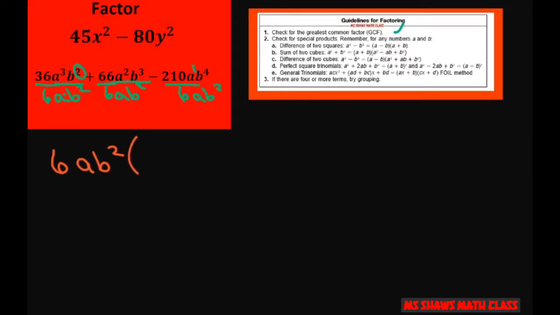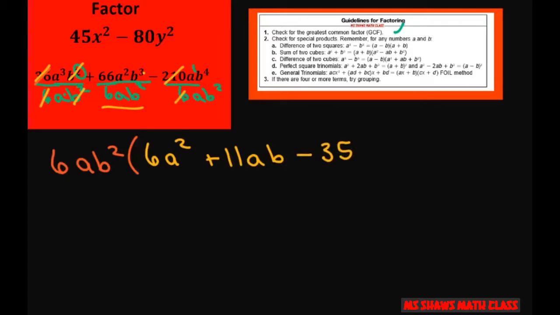Now when you divide this, 36 and 6, I'll do it this way, you're going to get 6. a cubed divided by a is a squared, and the b squares cancel. All right, next one. We're going to get plus 11. Then we have a, and b cubed divided by b squared is b. Minus, and like I said, I used the calculator on that one. I got 35. And then we have the a's cancel, and you have b squared.